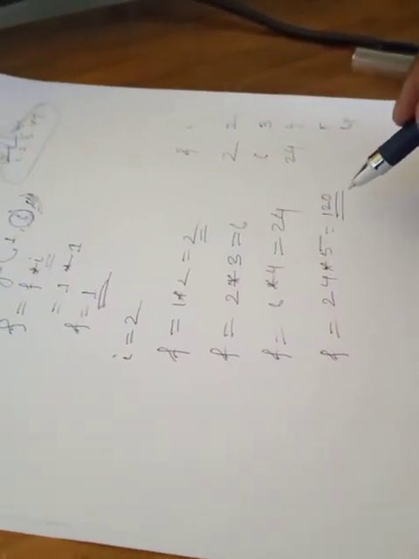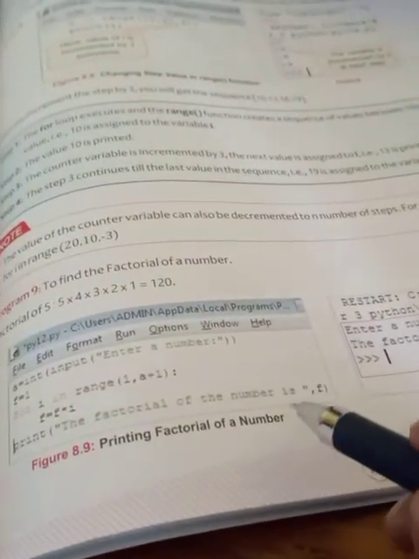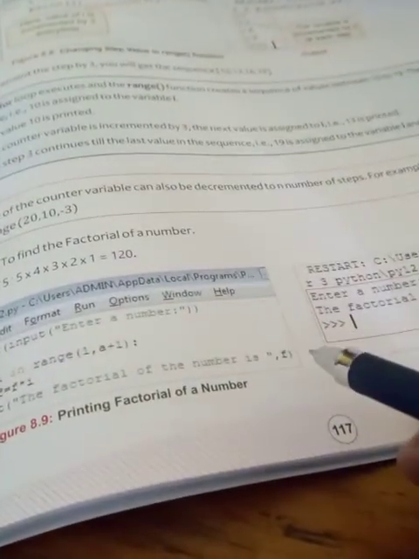Okay, now if you see here, print the factorial of number is comma f, so f will be printed, that means 120 will be printed.